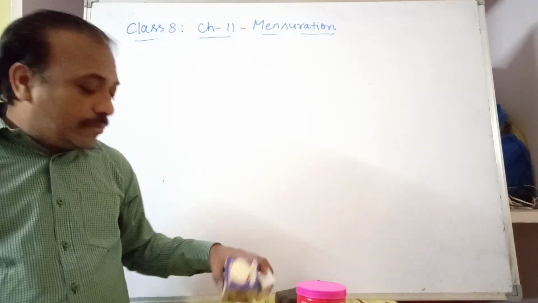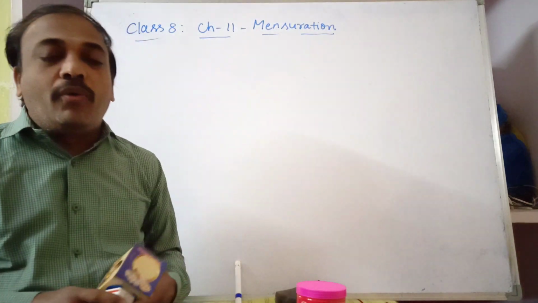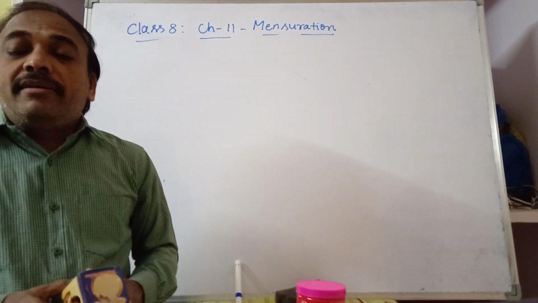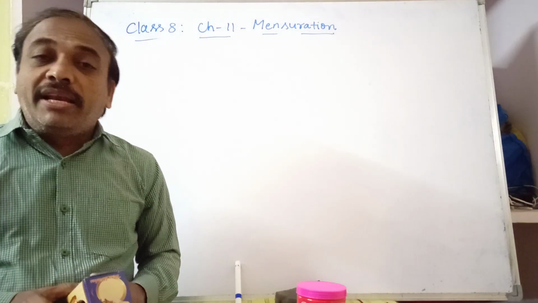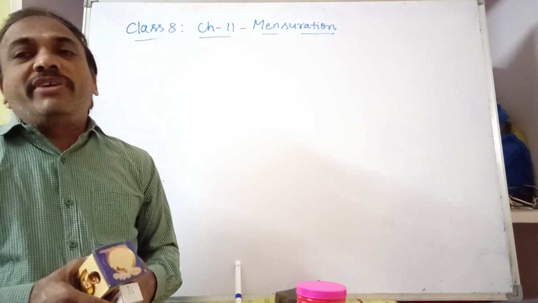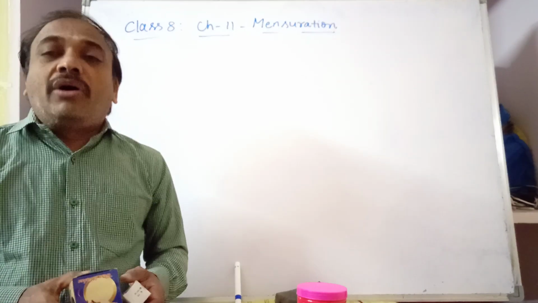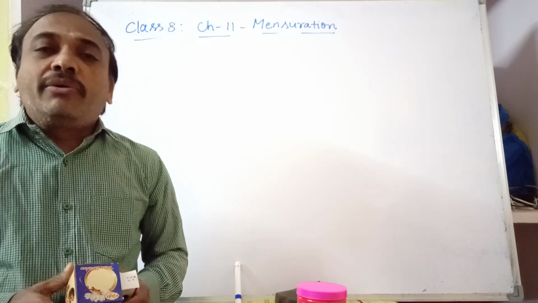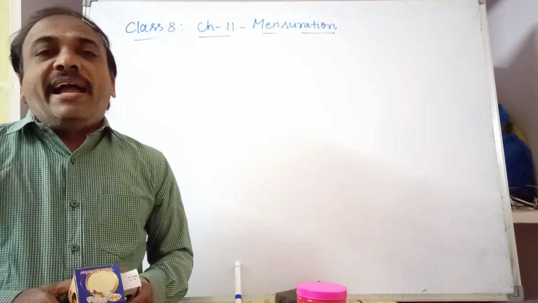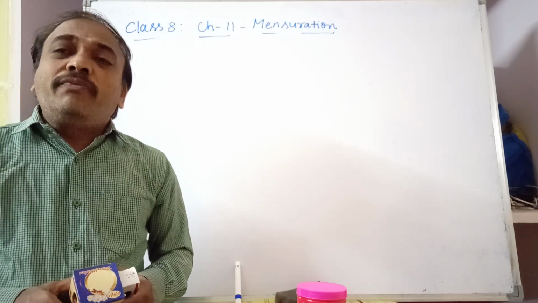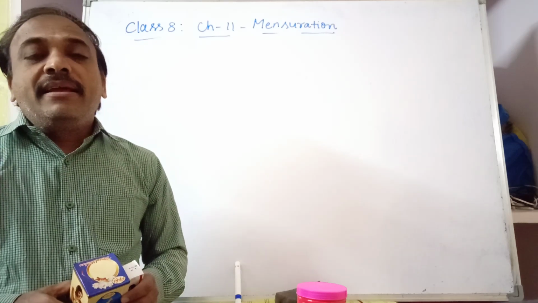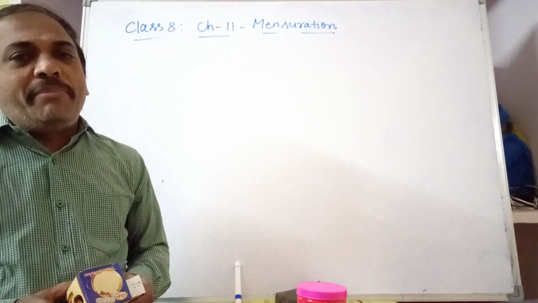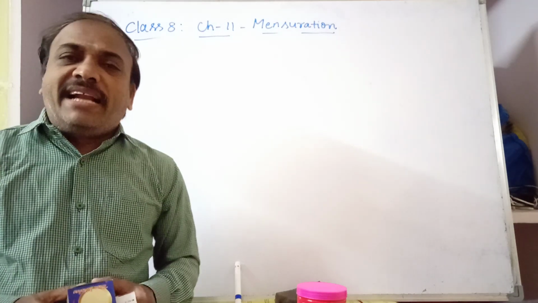What do you call these objects which we have discussed now? Very good. Solid shapes. So today we are going to discuss the solid shapes we have seen now: cuboid, cube and cylinder. How to find out their areas? You have come across this cube, cuboid and cylinder.